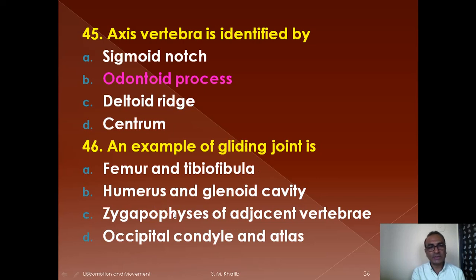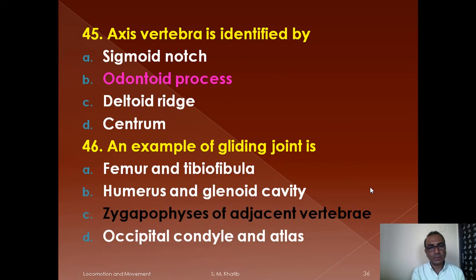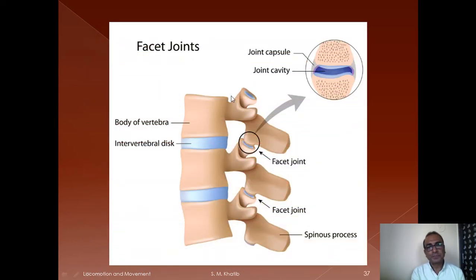gliding joints. So gliding joints are zygapophysis of the adjacent vertebrae. Let us see what these are in the next slide. Okay, C is the right answer. Now look at this picture. There are around 3 vertebrae shown here.